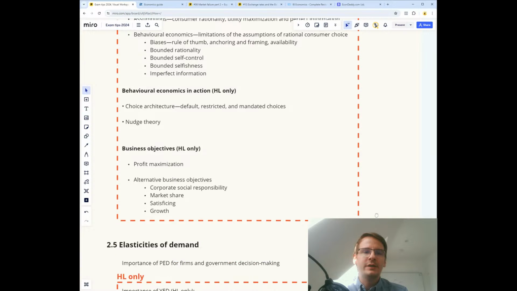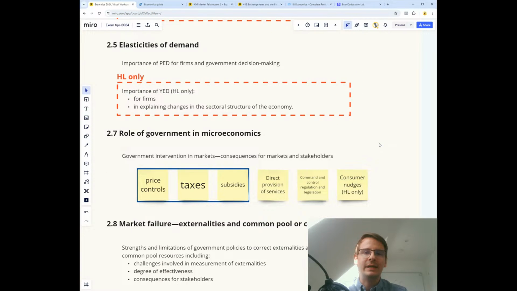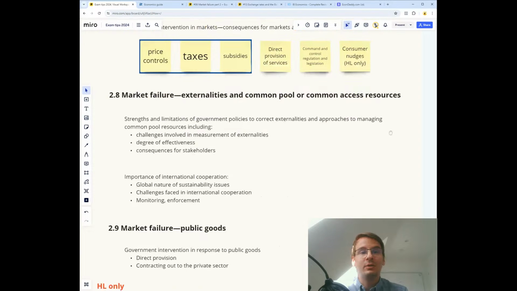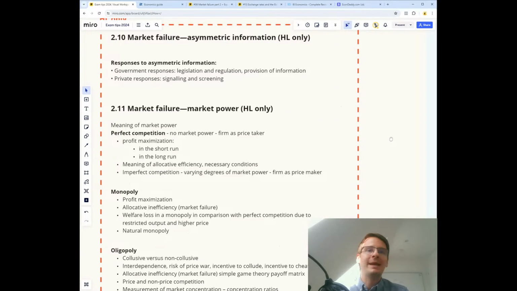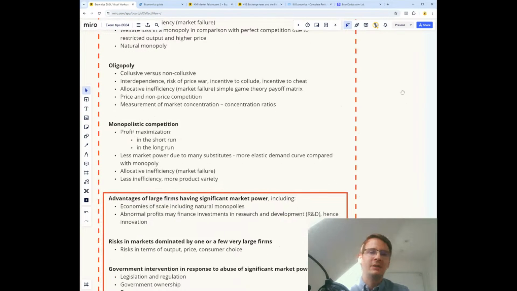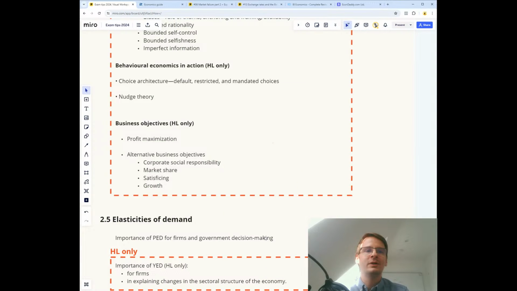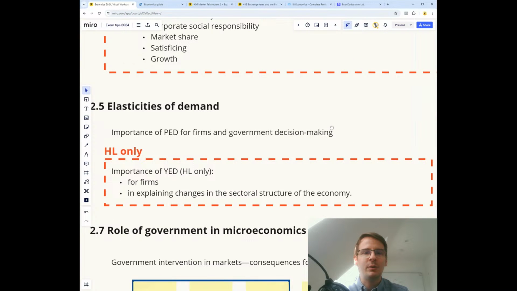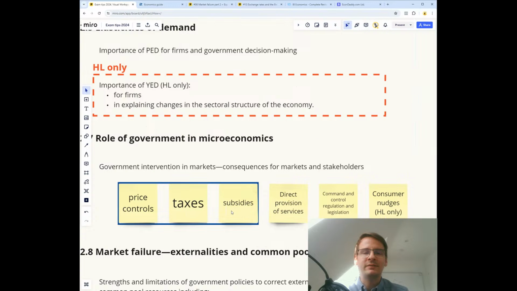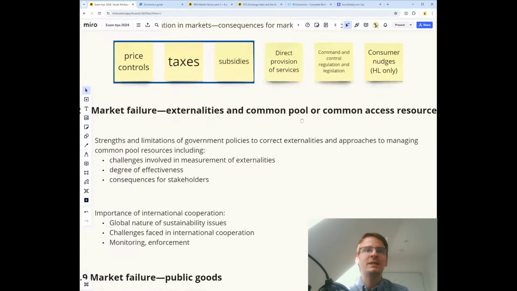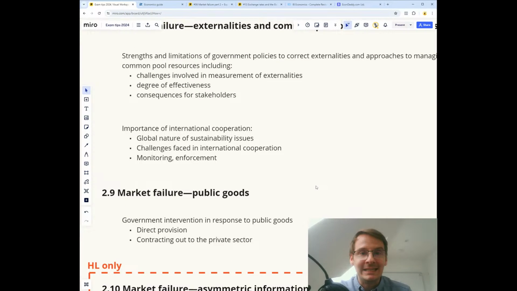These are the parts from the syllabus which are assessment objective 3. And so, for example, if you're a standard level student looking through the microeconomics section of the syllabus, you will find that you only have 5 major topics. 1 for the PED, a pretty large one for the government intervention, and then externalities, common pool resources, and finally public goods. And that's it.